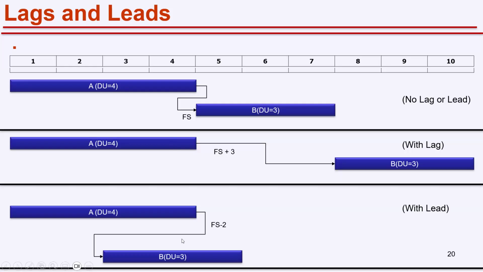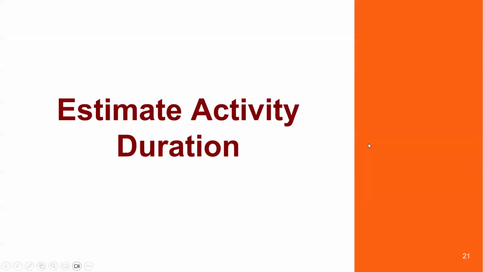You will see in all 3 scenarios, activity A happens for the first 4 days. There is no change. There is no impact. Hope it's clear, right? So that's a lead and lag concept you have to know for the exam. We'll apply the lead and lag in the scheduling as well.